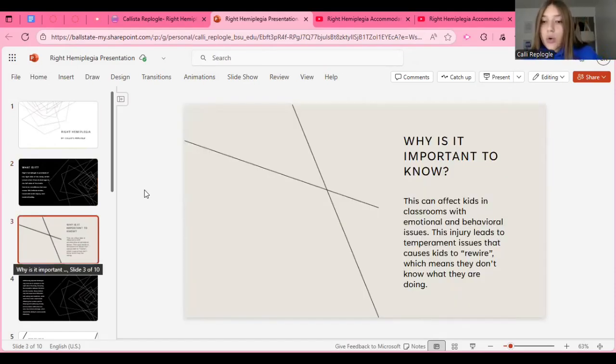Why is it important to know? It can affect kids in the classroom with emotional and behavioral issues, and right hemiplegia leads to temperament issues. It causes kids to rewire, and it just means that they don't know what they're doing and they don't know the way that they're acting.